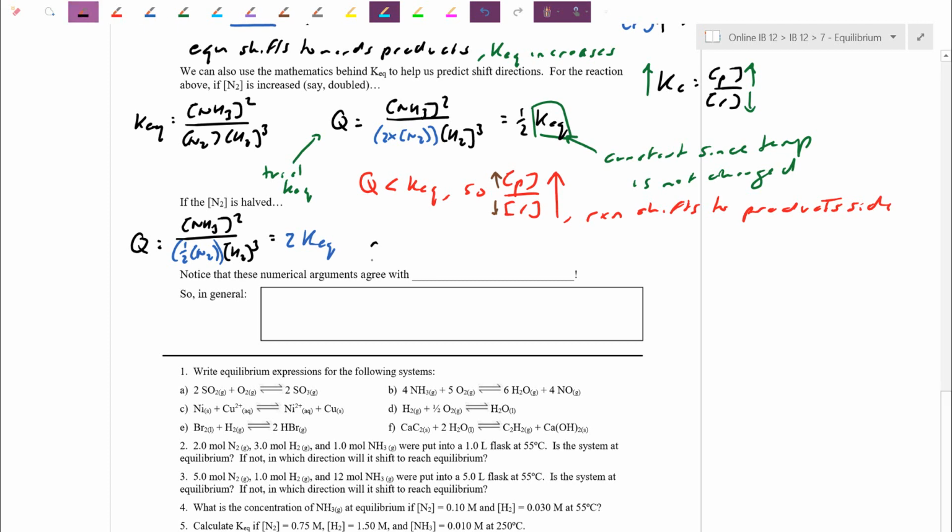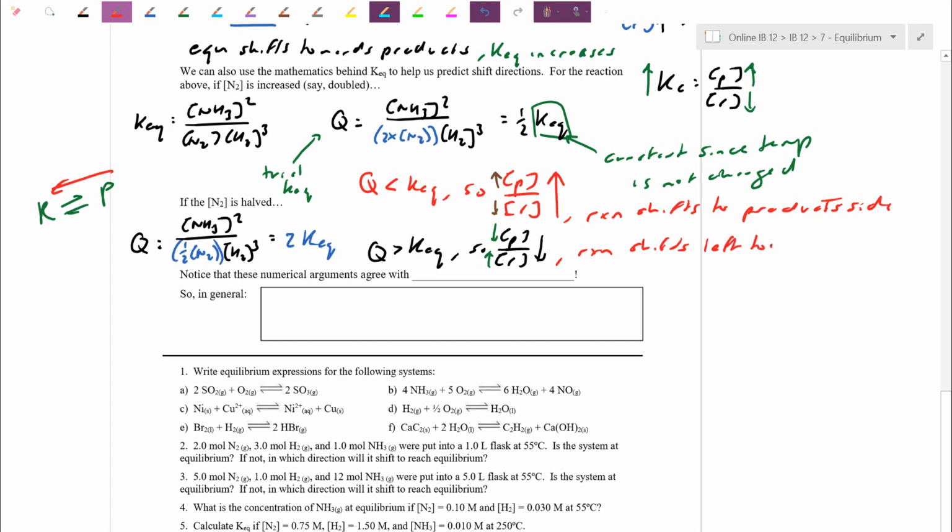In that case, if my trial value is much larger than KEQ, my product over reactant ratio is currently too large, I need to shrink this ratio. So products over reactants has to shrink. For this to shrink, I need to lose my numerator and increase my reactants. For a reaction that's reactants and products like this, I need to make sure to lose products, I need to shift to the left. So therefore, the reaction shifts left towards reactants.